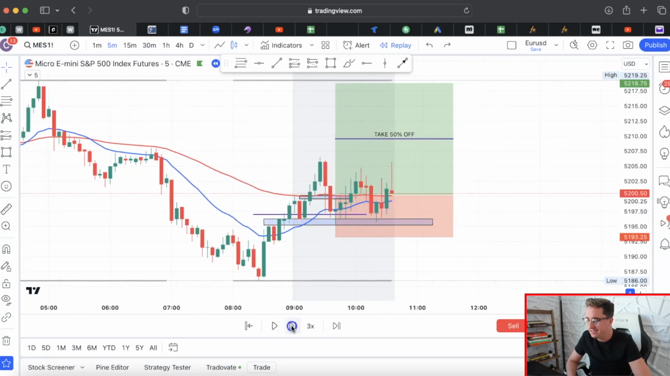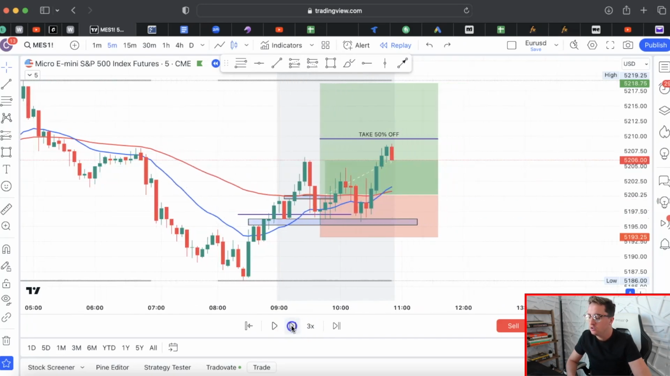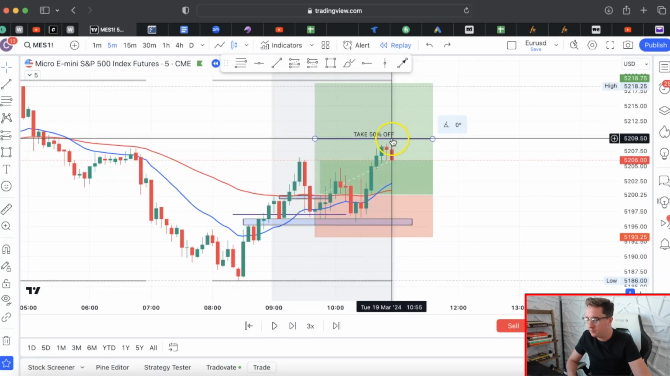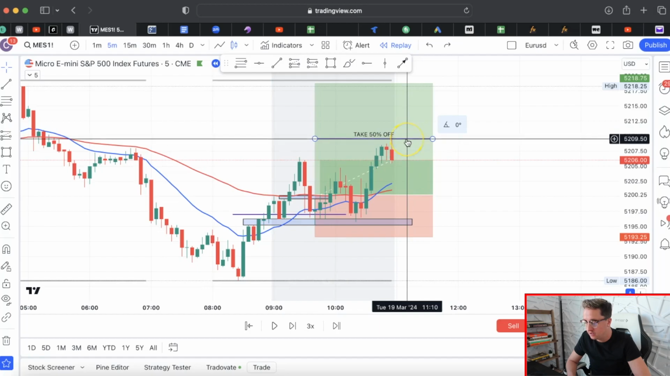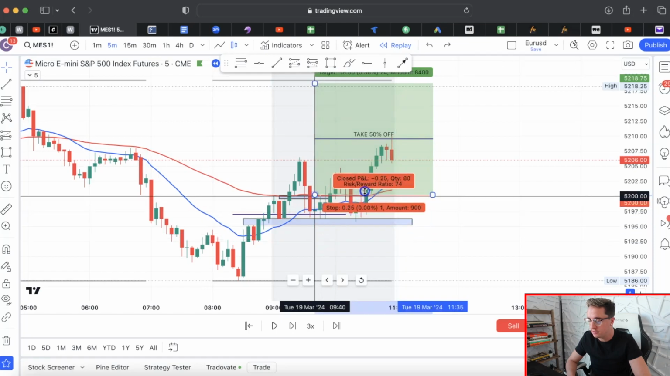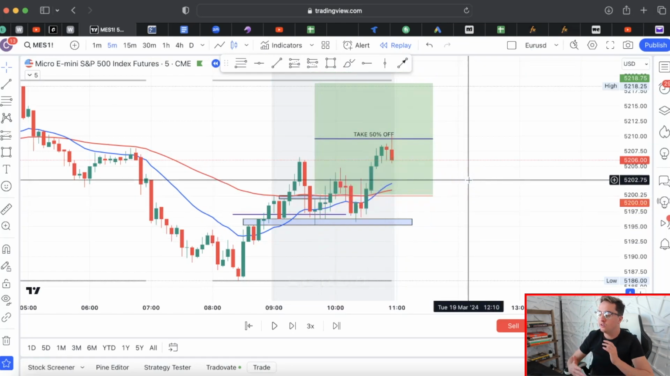And watch what happens. This trade still is active. I'm still in it. So once price hits that 50% level right there, I'm closing 50% of my position and I'm letting the rest ride out. After that 50% level is hit, I'm also trailing my stop to my entry. So now this trade is at break even.